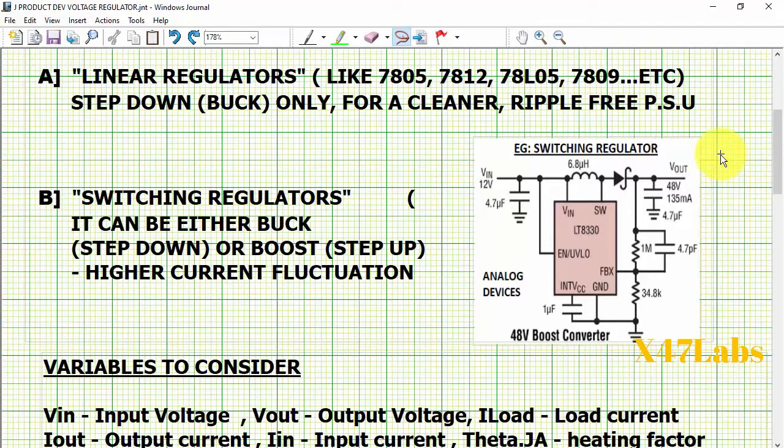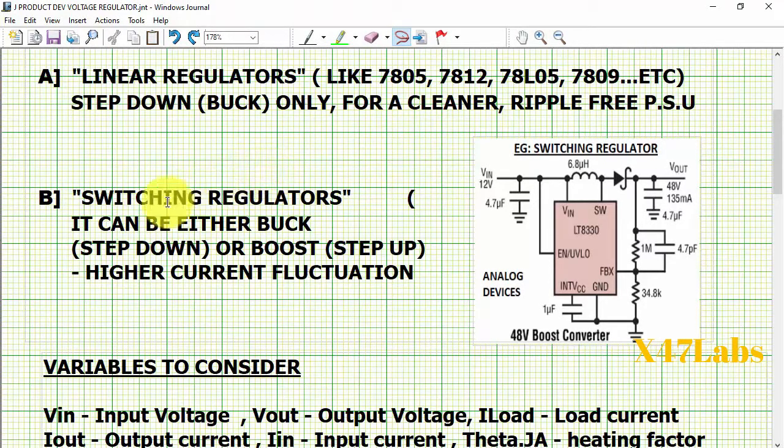There are again two types of regulators you need to consider. That is, linear regulators. These are simple, cheap, and noise-free, but may have low power efficiency. Examples are 7805, 7812, 78L05, etc. Linear regulators are only capable of stepping down a voltage.